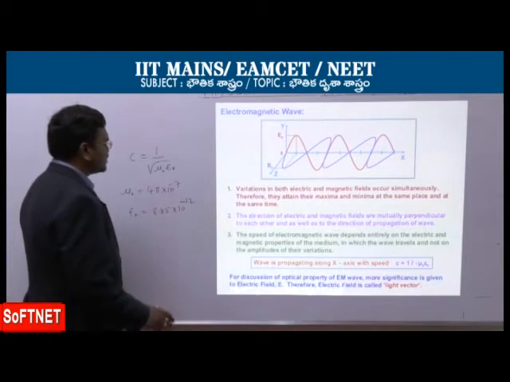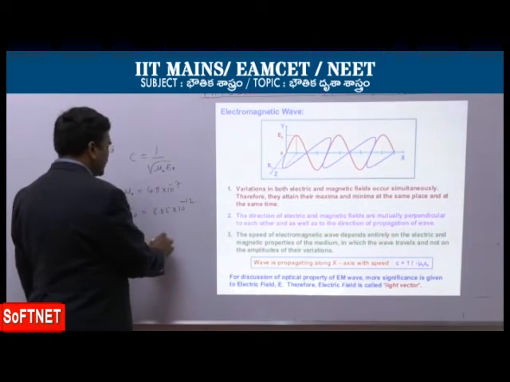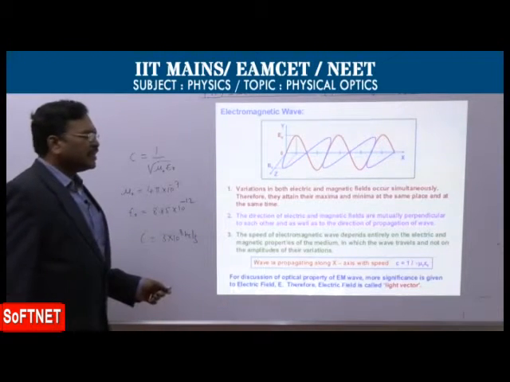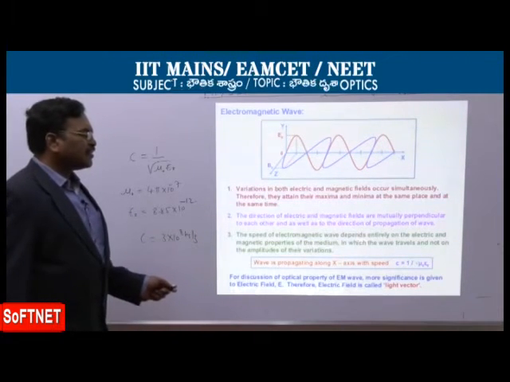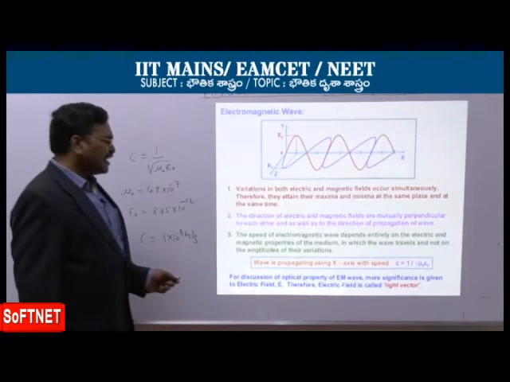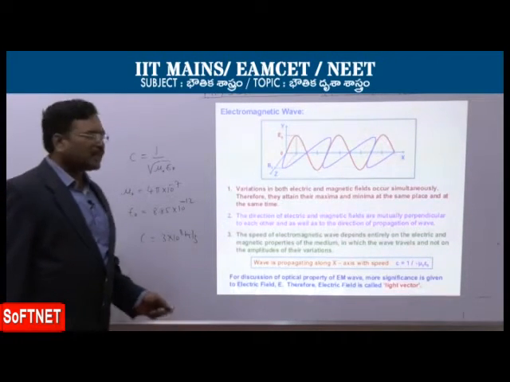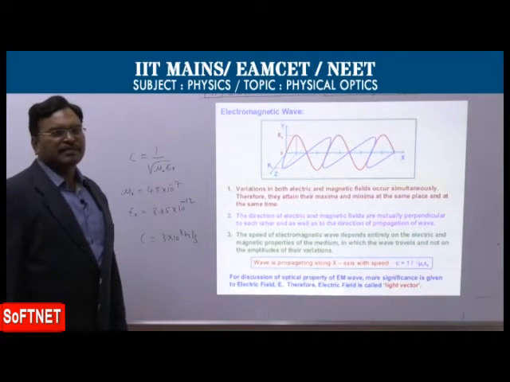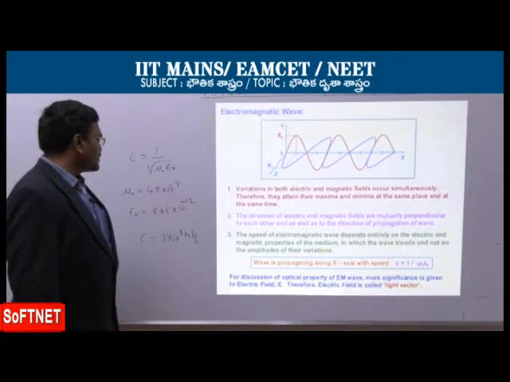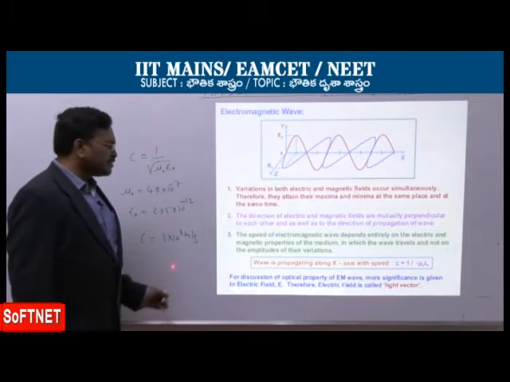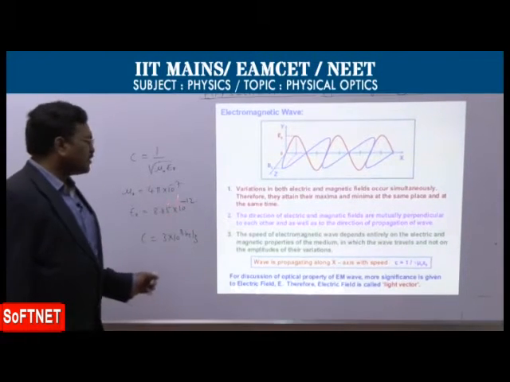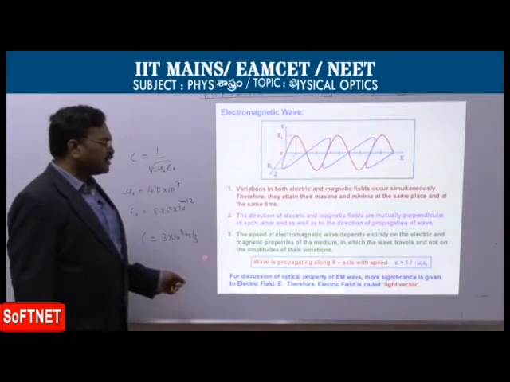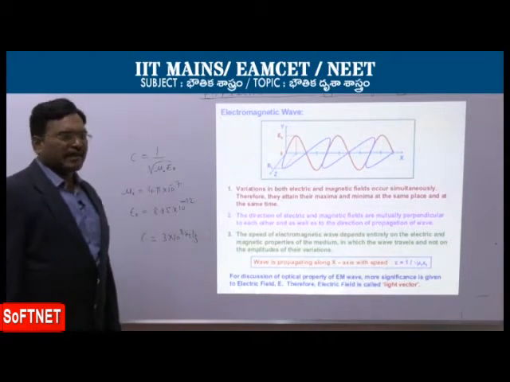If we substitute these values, we get the value of c as 3 into 10 to the power of 8 meters per second. The speed of an electromagnetic wave depends entirely on the electric and magnetic properties of the medium. Mu naught is the permeability of free space, and epsilon naught is 8.85 into 10 to the power of minus 12. Substituting these values, we get the speed of light as 3 into 10 to the power of 8 meters per second in air or vacuum.